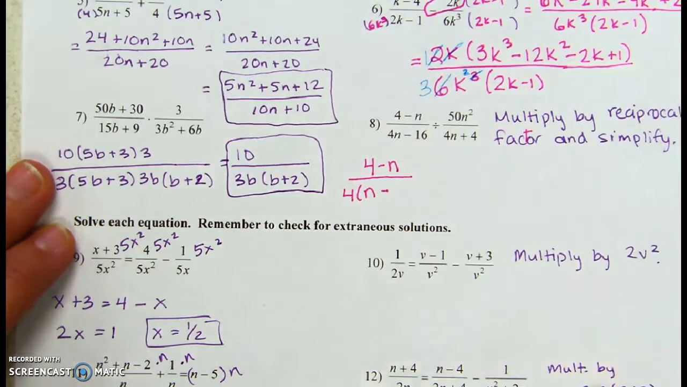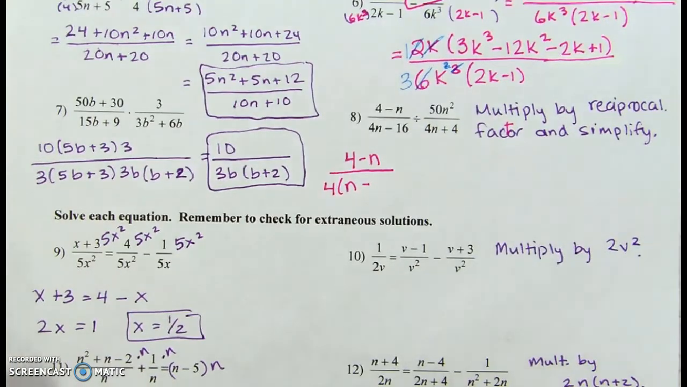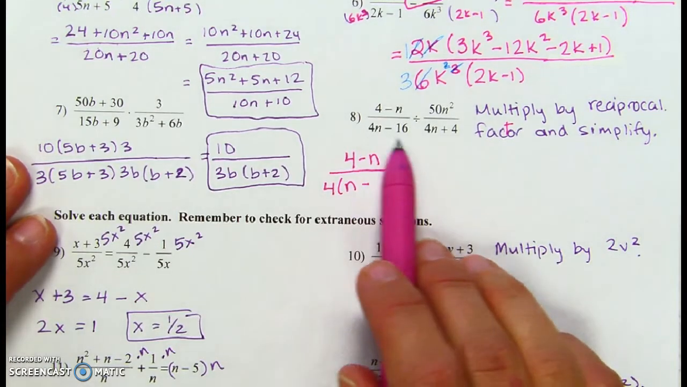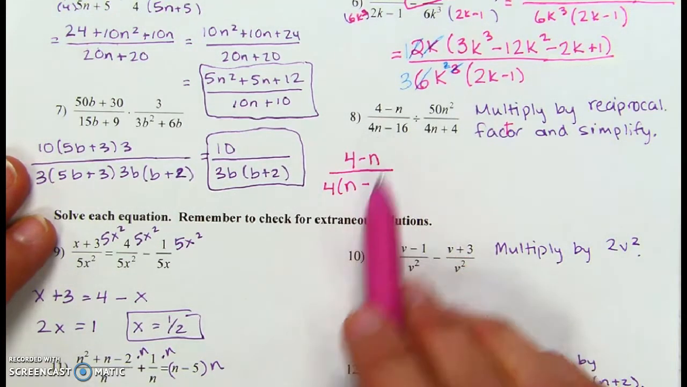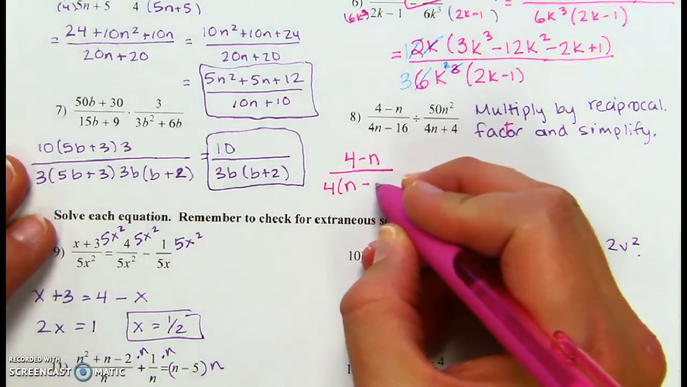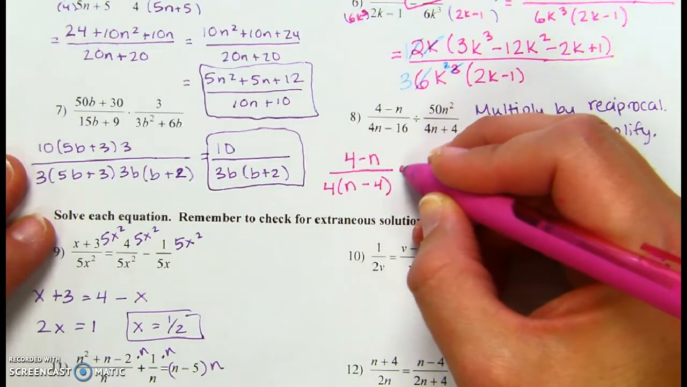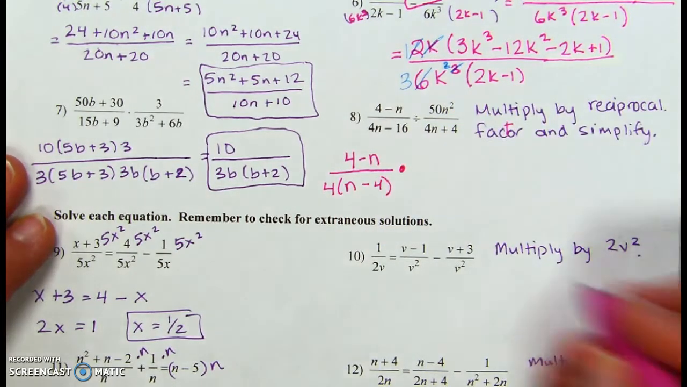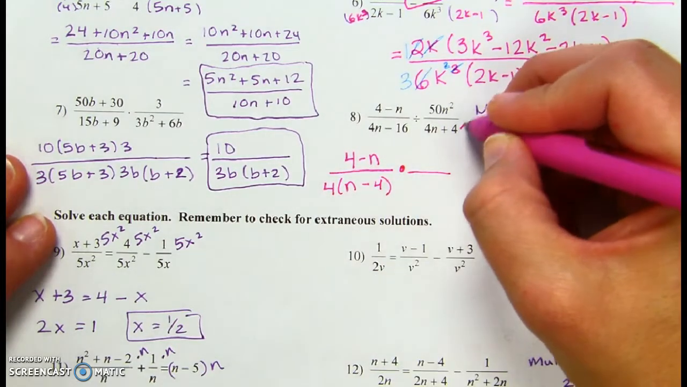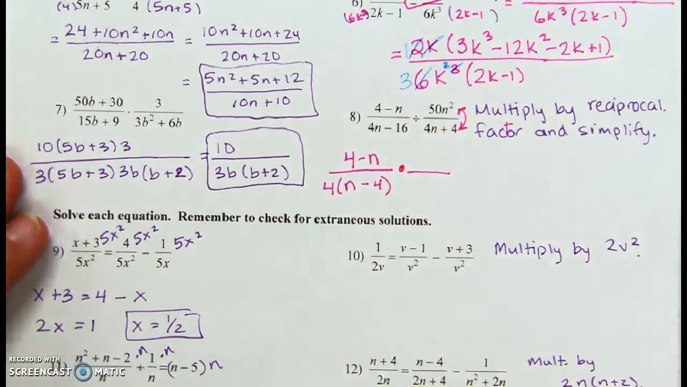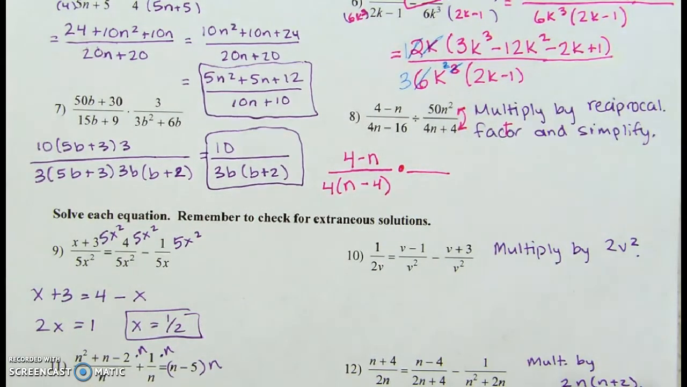Factor. Okay. All right. So 4n minus 16, how do we factor that? It has a common factor of 4, yeah? So we take that out. Okay, watch what we're going to do. We're going to change this division to a multiplication. And then you need to flip this. So I'm going to factor while I flip.